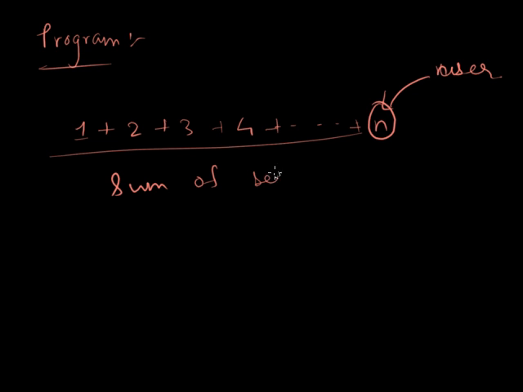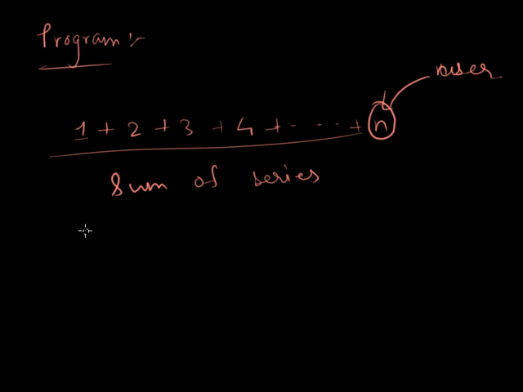You have to calculate what would be the outcome if we add 1 plus 2 plus 3 plus 4. If n is 10, so 1 plus 2 plus 3 plus 4 plus 5 plus 6 plus 7 plus 8 plus 9 plus 10. So up to 10 terms you have to add. Now how you would go about writing this program is, you can first take sum.